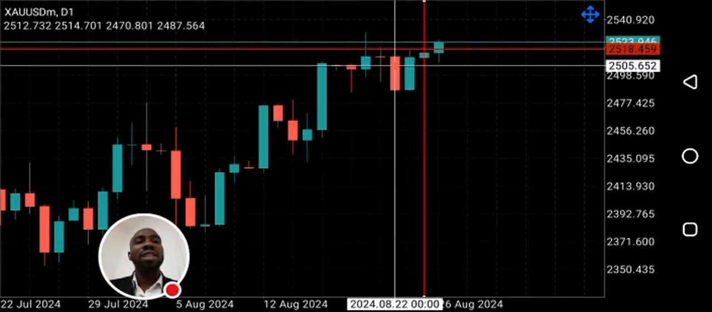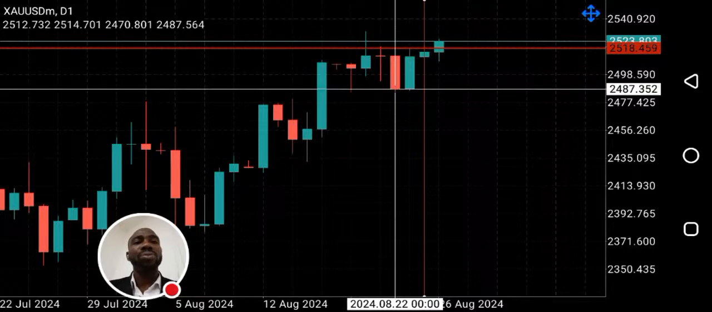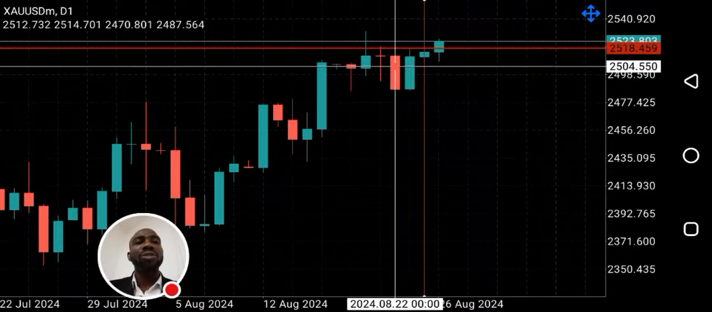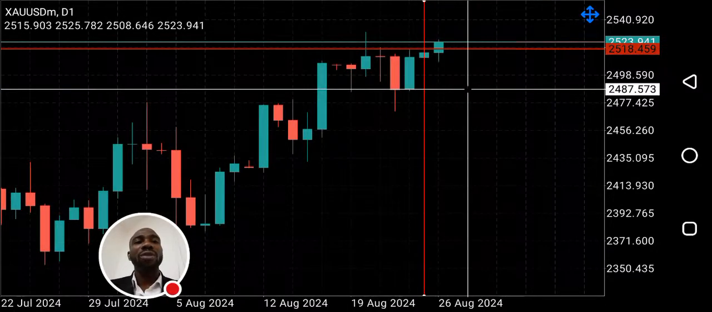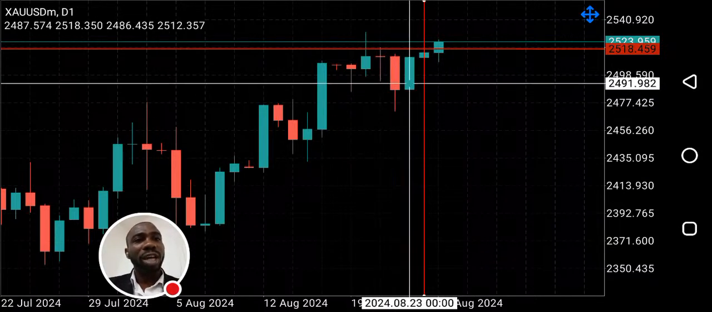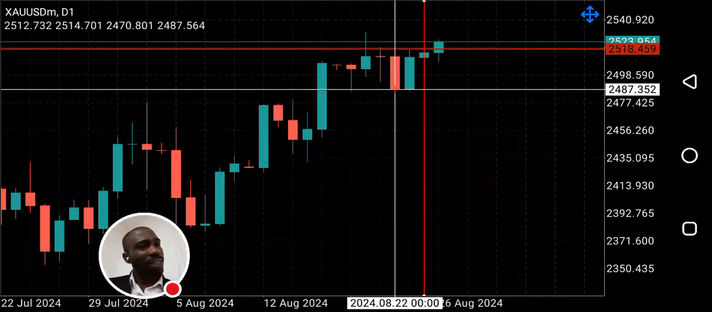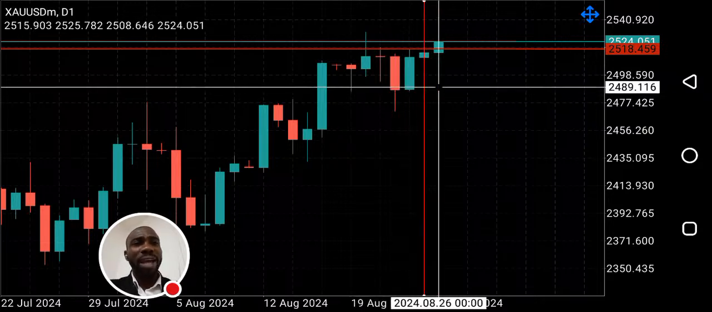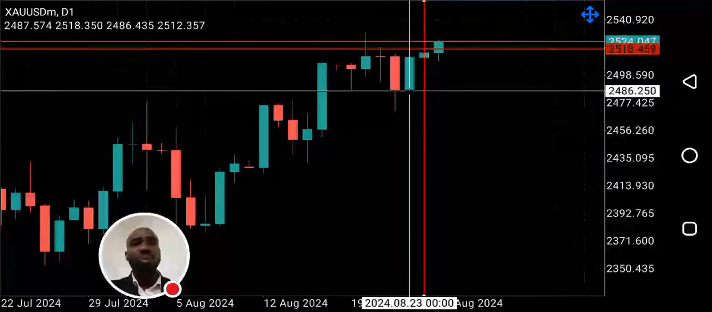After the formation of this bearish candle, that would have been a good time to sell. This is a valid bearish reversal pattern. You would ask, why is it that gold is buying? Because price ought to have dropped from this point.